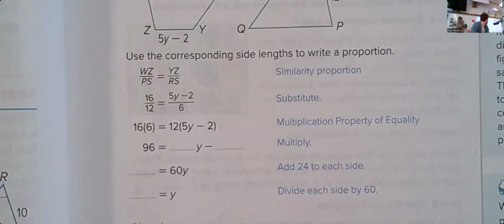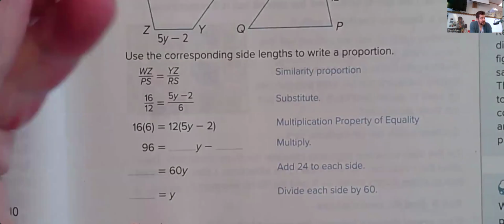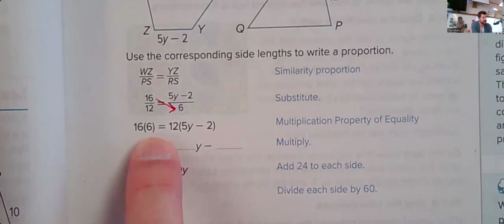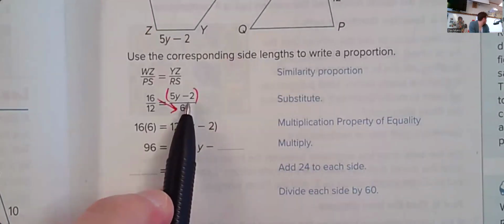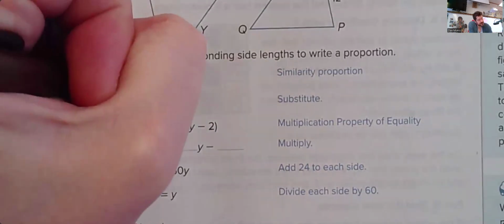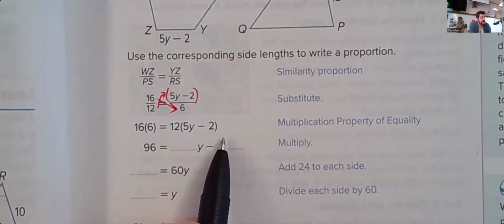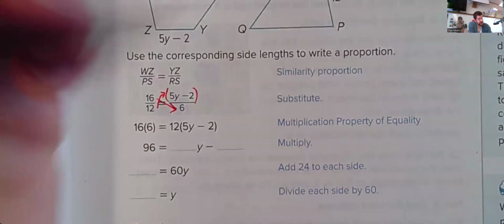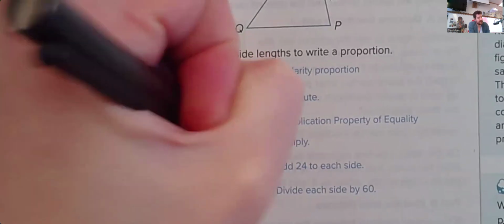Then we just use our proportion solving, which is to cross multiply. If you cross multiply, 16 times 6 goes that way, which equals 96. And with the other one, because there's a 5y minus 2, that's actually a group, which is why it's in parentheses, which means you need to use the distributive property. So it'd be 12 times 5y. What's 12 times 5? 60, okay. So that's going to be 60y, and 12 times minus 2 will be minus 24.